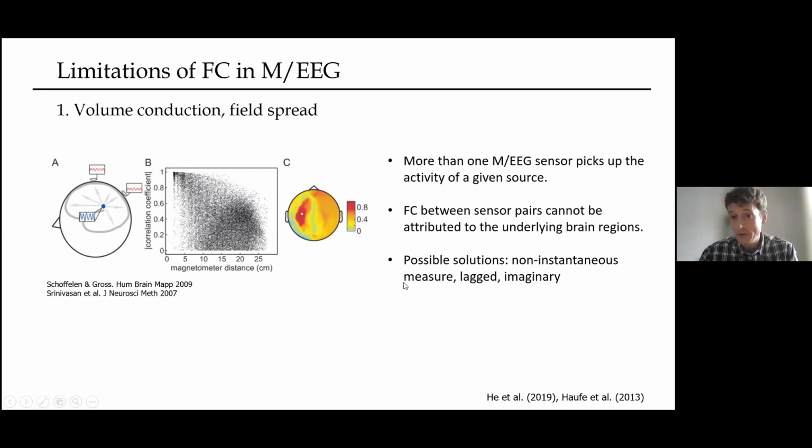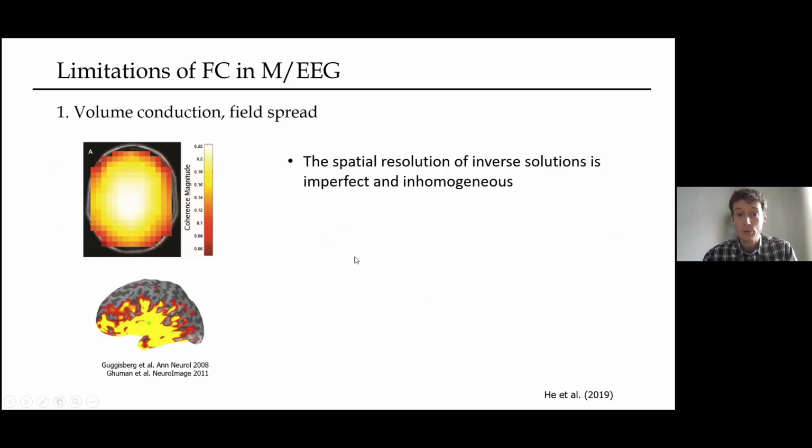Well, if we cannot work on the sensor level, let's go to the source level, as we've seen in Peter's talk yesterday. The source level will not solve your problem entirely, because the spatial resolution of inverse solutions is imperfect and inhomogeneous. That means your source localizations are not as accurate as we would like. They are good, you can work with them, but they're perhaps not as good as we would wish. And more importantly, in some regions they're really not so good. For example, the deep regions often pose a problem. Here you see, for example, the correlations among activity in voxels, in source points.